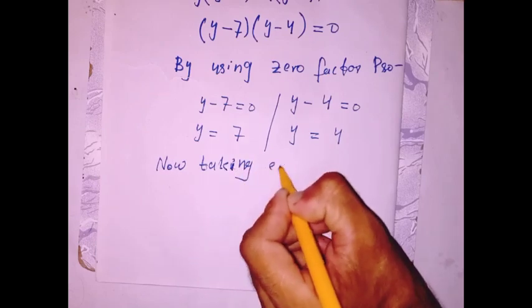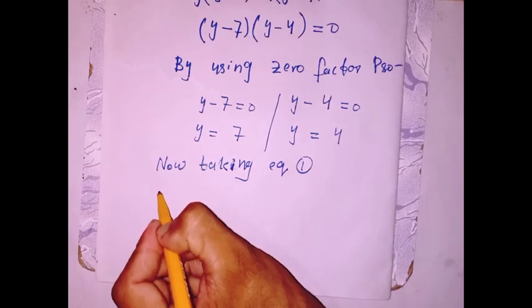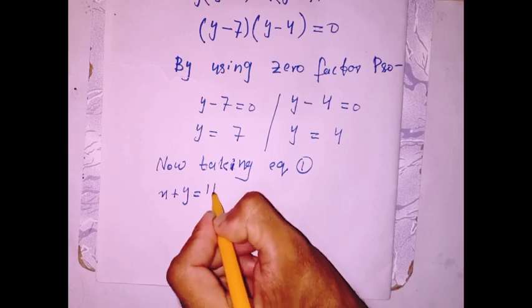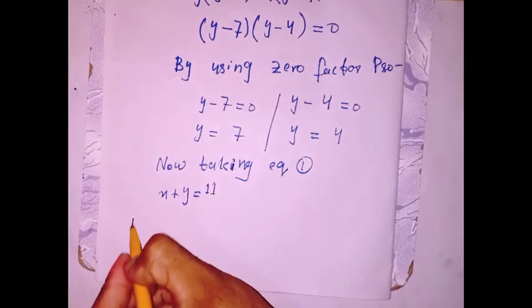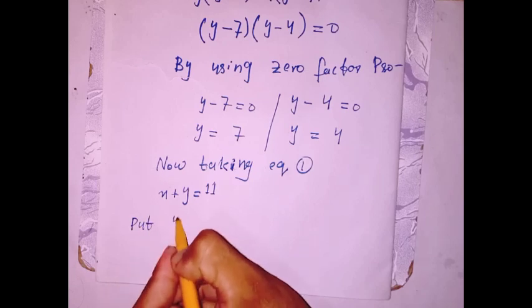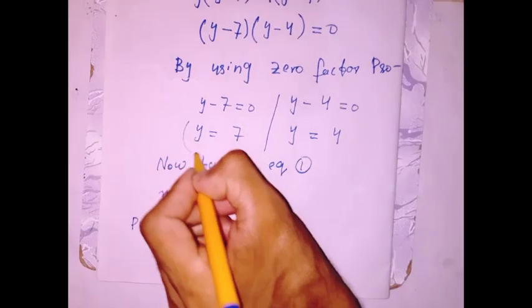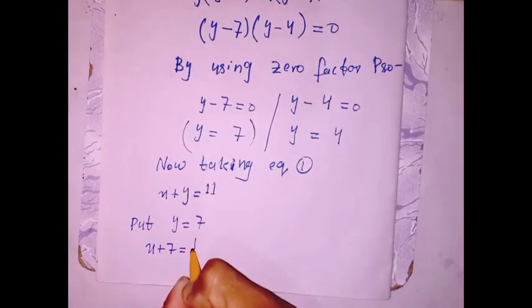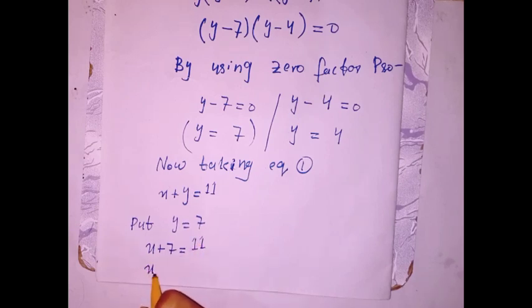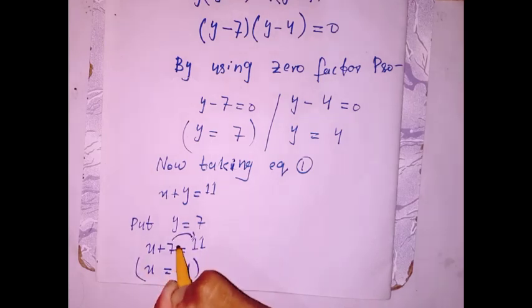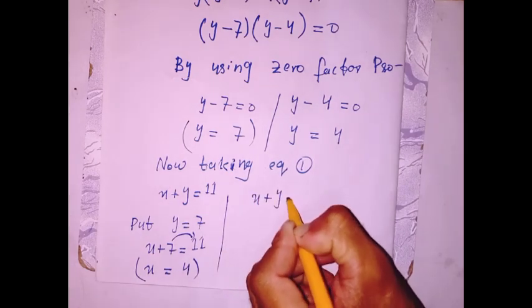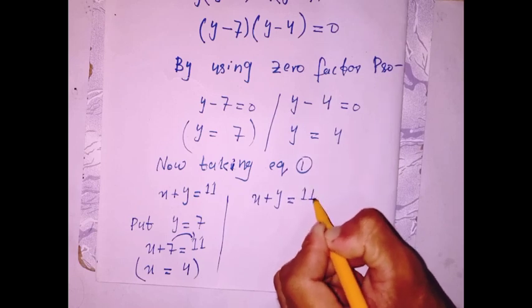Now taking equation 1, which is x plus y is equal to 11. First we have to put y is equal to 7. If we put y is equal to 7, we get the value of x. So x plus 7 is equal to 11. So here we have x is equal to 4, because if we subtract 7 from both sides, we get x is equal to 4.